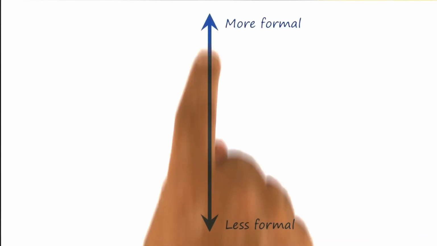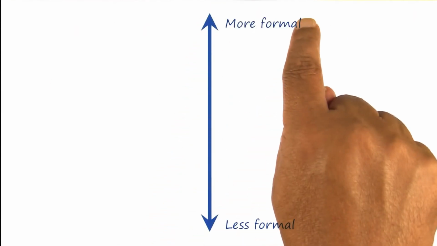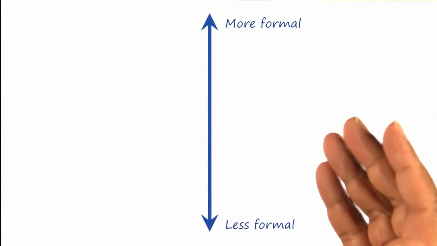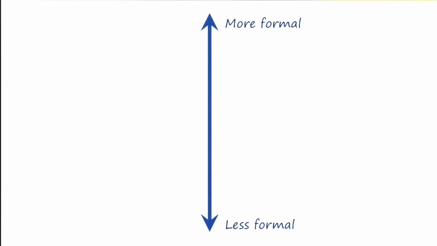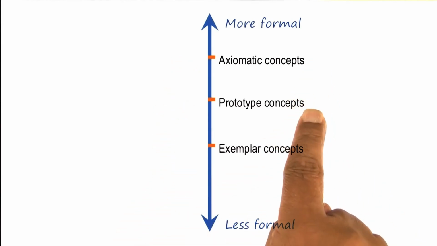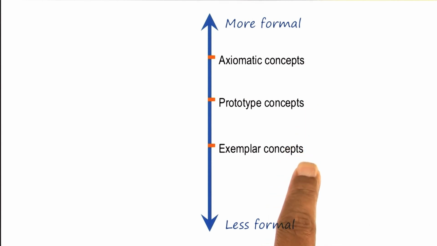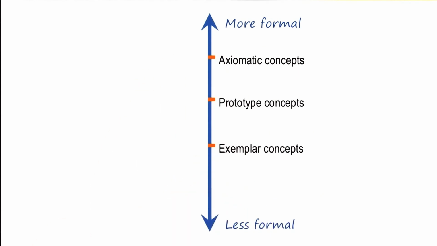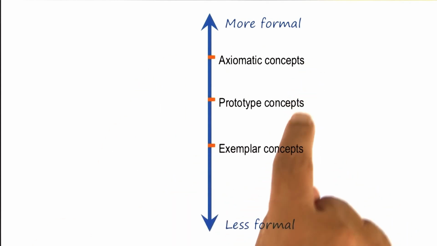We can think of concepts lying on a spectrum. On one extreme end are extremely formal concepts for which we can define logical conditions that are necessary and sufficient for that concept. We'll examine that in more detail in just a minute. On the other end of the spectrum are less formal concepts for which it's hard to define necessary and sufficient conditions. Now here are 3 points on the spectrum: axiomatic concepts, prototype concepts, exemplar concepts. There can be other types of concepts as well. We're just going to consider these 3 concepts because they are the 3 most common ones, and we'll look at each one of them in turn.